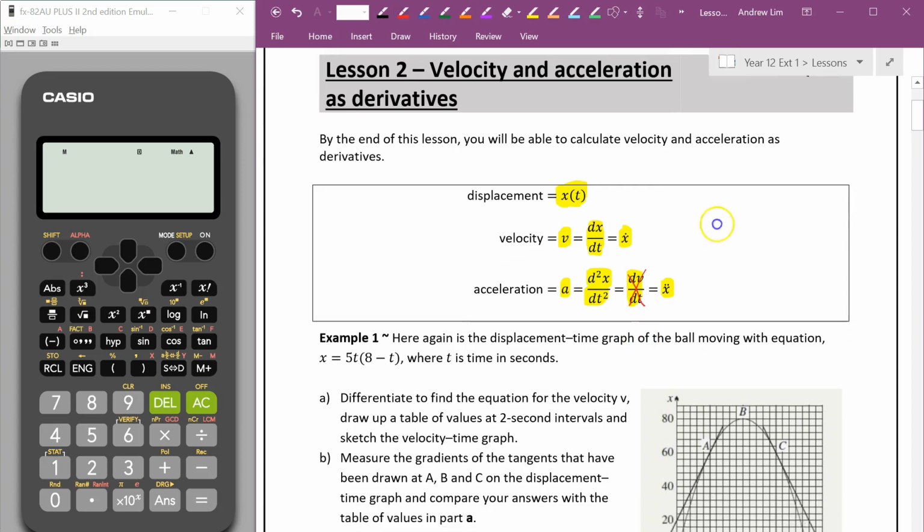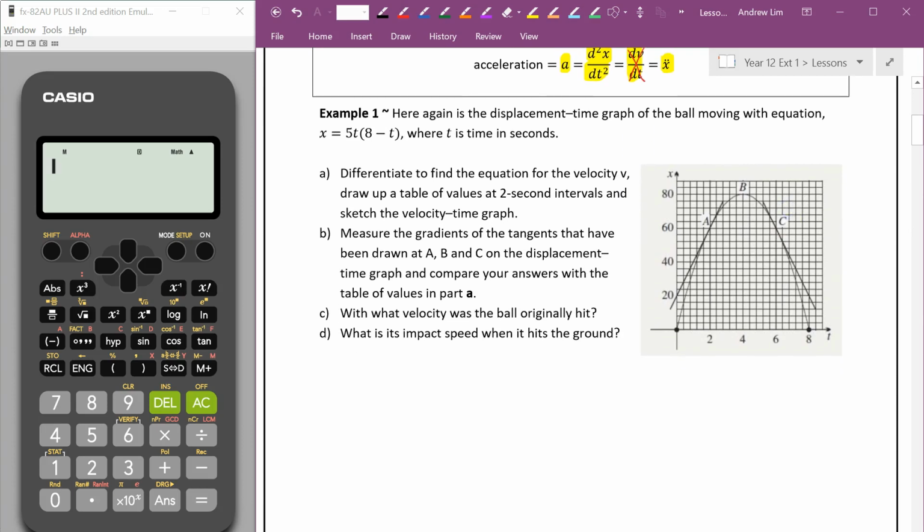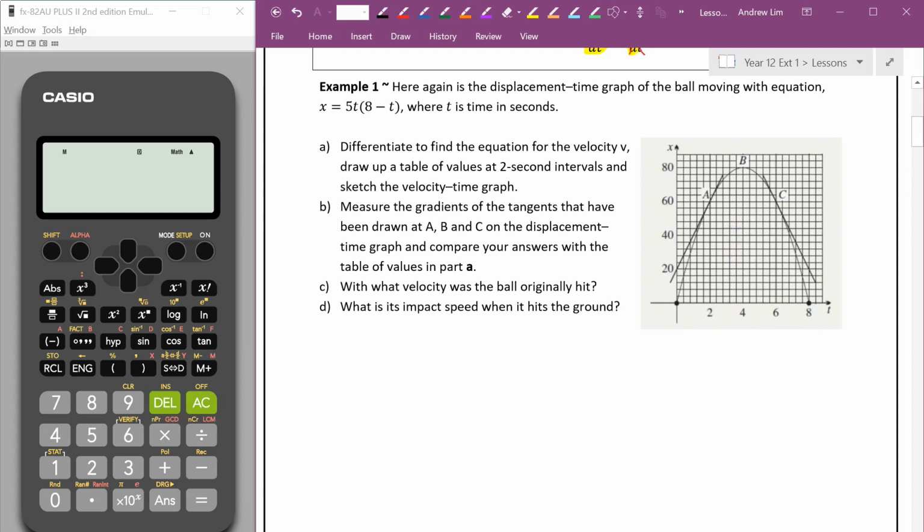All right, let's have a look at the first example. Here again is the displacement time graph of the ball moving with equation x equals 5t(8 minus t), where t is time in seconds, and we'll say x is in meters. Part A: differentiate to find the equation for the velocity v. Draw up a table of values at 2-second intervals and sketch the velocity time graph. Maybe pause the video and see if you can have a go with A. If not, just continue watching.